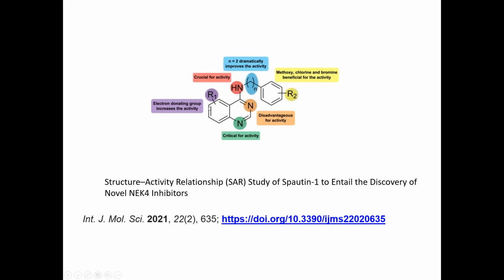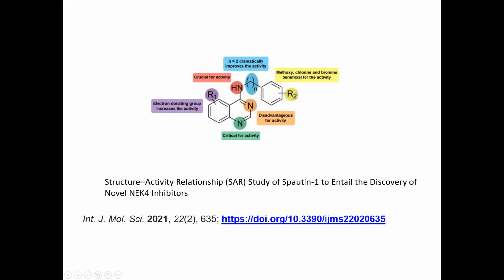This molecule has this ring, which is an aromatic ring. This is a heterocyclic ring. It's again an aromatic ring. And there is an NH here, a secondary amine, and there is a (CH2)n here that bridges the NH secondary amine and the aromatic ring.